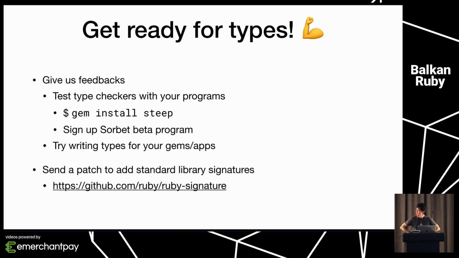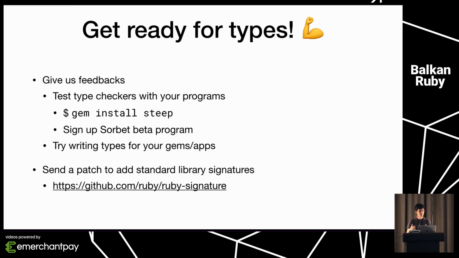This is the last slide. Get ready for types. It will be one year and several months. The first thing I'd like to ask you is to give us any feedback. You can try the type checkers. Steep is already available as a Ruby gem, and Stripe recently started a beta program for Sorbet. You can sign up for the program, then you will have access to the repository. Please test with your applications and your gems, and give us any feedback.